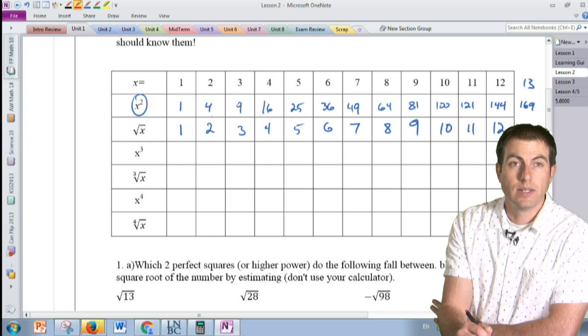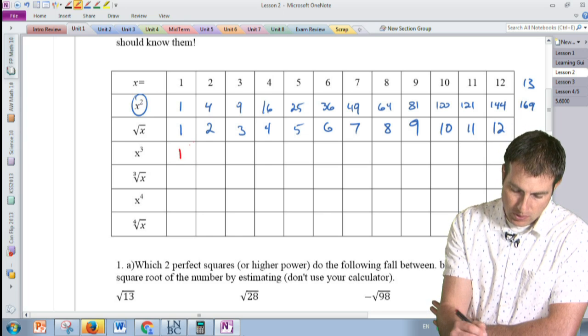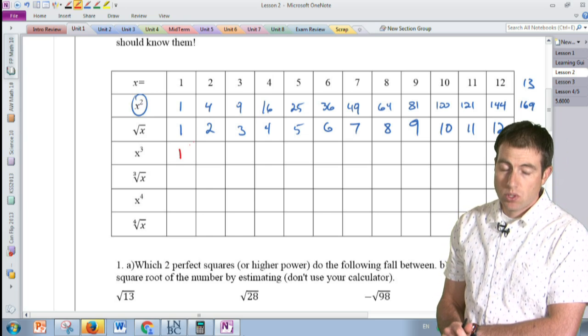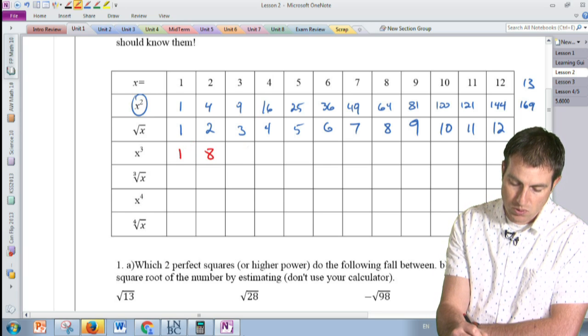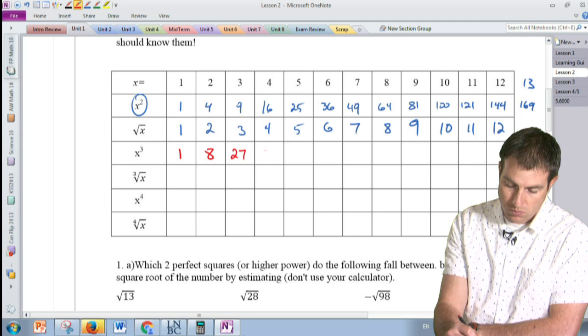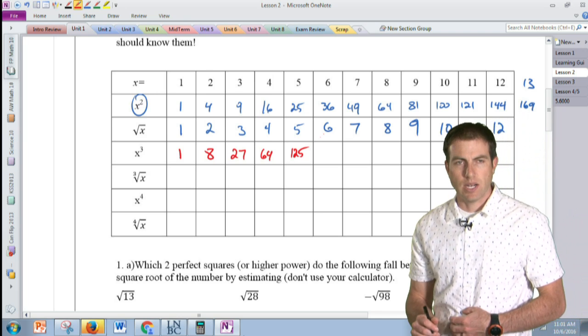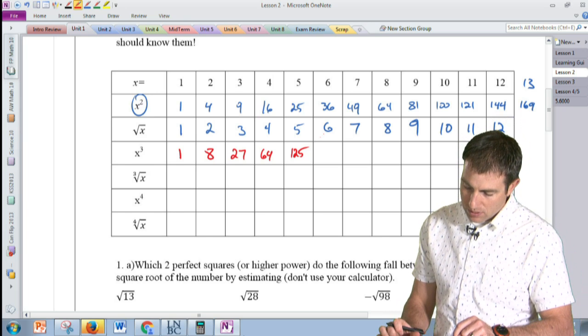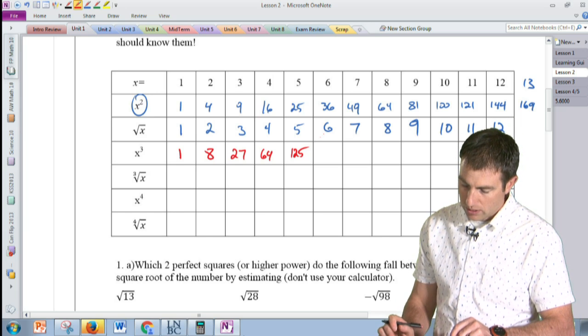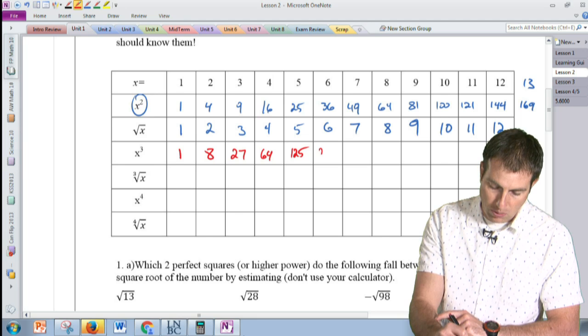1 times 1 times 1 is 1. There we go. 2 times 2 times 2 is 8. 3 times 3 times 3 is 27. 4 times 4 is 16 times 4 is 64. 125. And that's usually where I kind of draw a blank. So I know the first 5. 6 times 6 times 6, I'm going to do that one on my calculator. It's 216. I never remember that one.